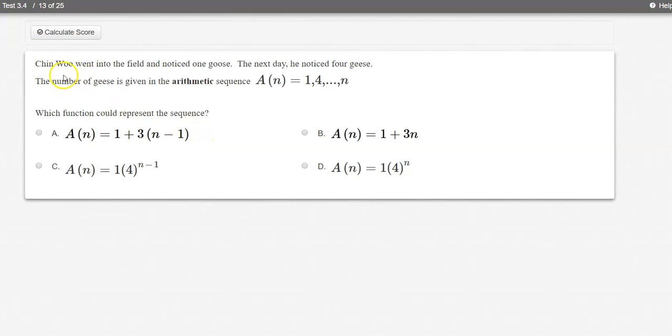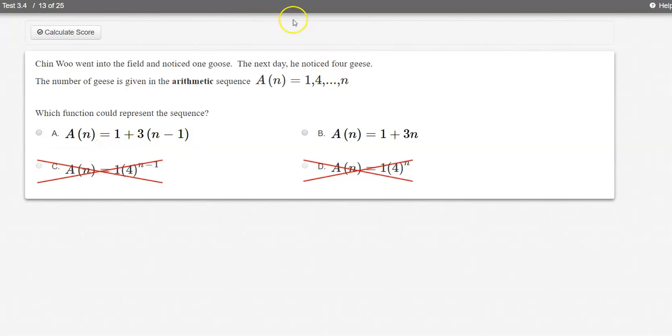Question 13. Chen Wu went into the field and noticed 1 goose. The next day he noticed 4 geese. The number of geese is represented in this sequence, 1, 4, and so on. Well, if it's arithmetic, then that means they're adding something. So from 1 to 4 is adding 3. So you know not to choose C and D because on those problems you're not adding anything. It looks like you're multiplying.